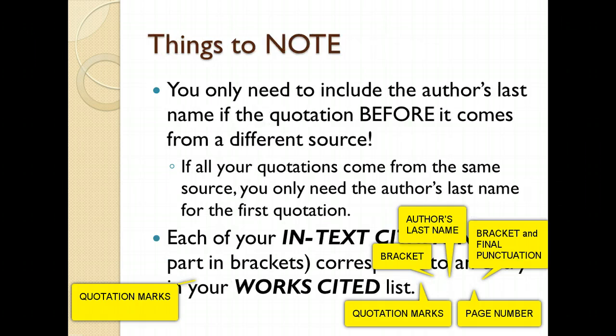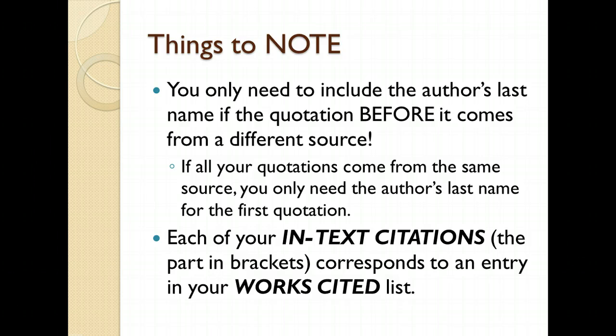Okay, so just some things to remember. You only need to include the author's last name if the quotation before it comes from a different source. So in your case, you will always have to include the author's last name because you are alternating sources. You're going from Someday to your research, back to Someday to your research. So you're going to have to make sure you include either the author's last name or the next available piece of information in your citation. It's called an in-text citation. The little part in brackets is your citation, okay?